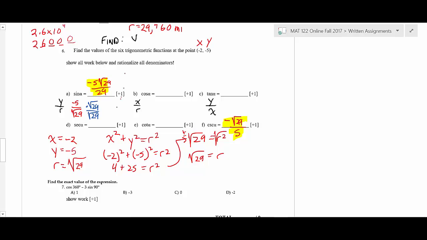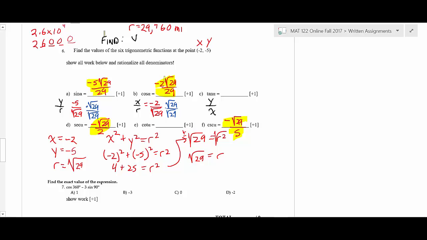Okay, the next one is the cosine. The cosine's x over r, so x is negative 2, r is root 29. You can go ahead and do the reciprocal now and get the secant. So the secant would be negative root 29 over 2. And that would take care of your answer there. And then we need to rationalize the denominator. So I'm going to multiply by root 29 over root 29. And then the final answer to the cosine would be negative 2 root 29 over 29.